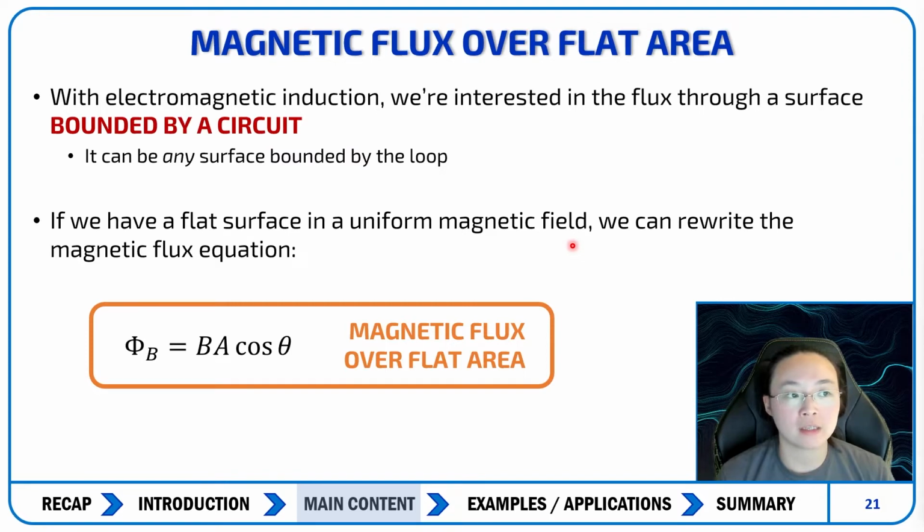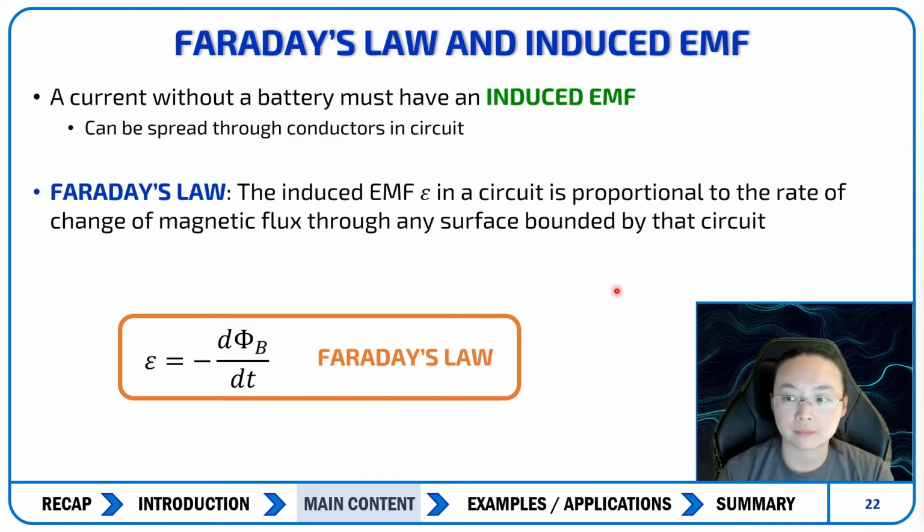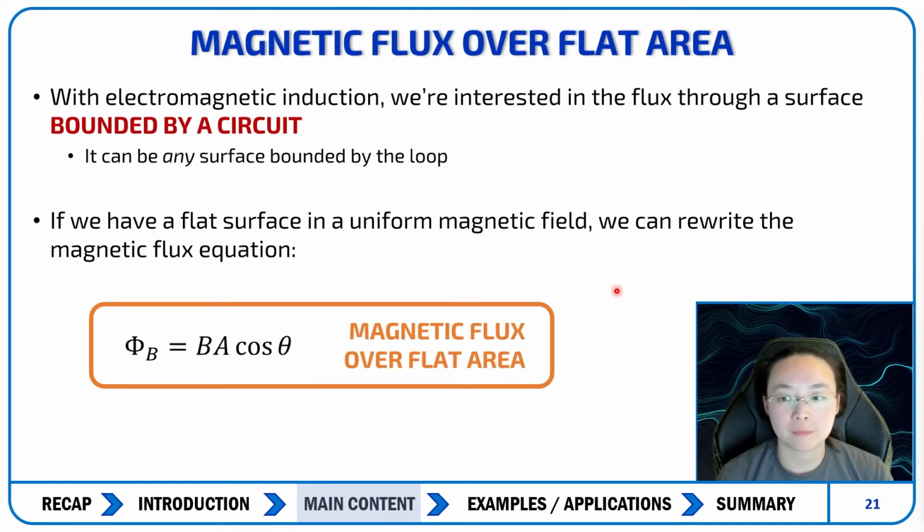With electromagnetic induction, we're most interested in the flux going through a surface that's bounded by a circuit. So it can be any surface bounded by the loop. If we have a flat surface in a uniform magnetic field, we can rewrite the magnetic flux equation and get BA cos theta, which is just the dot product of B and A. Going back, similar to before with electric flux, if the angle between the field and the normal to the area is parallel, then we get maximum flux. So basically, when the field is perpendicular to the area.